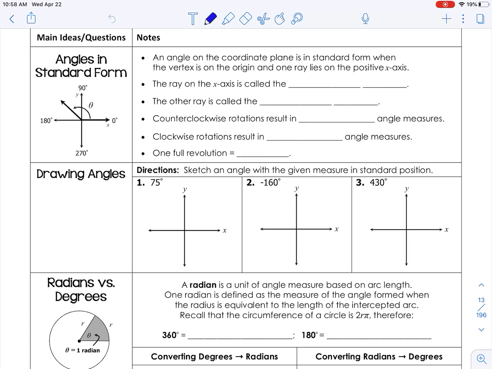Okay, so let's talk about a few things here, and this will help you with 10.2. An angle on the coordinate plane is in standard form when the vertex is on the origin and one ray lies on the positive x-axis. So here's our ray on the positive x-axis. The ray on the x-axis is called the initial side, and it's on the positive part of the x-axis. The other ray is called the terminal side.